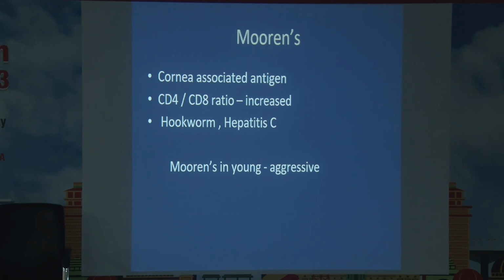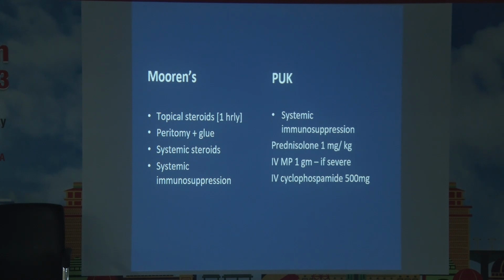So it's very important that you distinguish between Mooren's and PUK. In Mooren's, it is a localized autoimmunity. It's usually the corneal-associated antigen against which the antibodies are working. So as I said before, the difference between Mooren's and PUK is that in Mooren's the treatment is topical steroids essentially, while in PUK it is systemic immunosuppression.